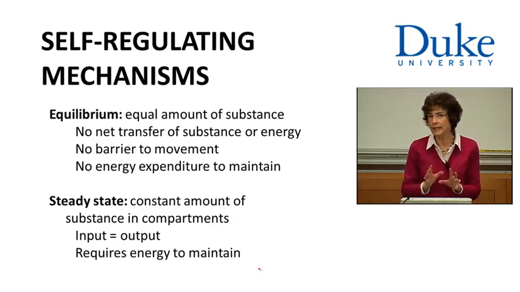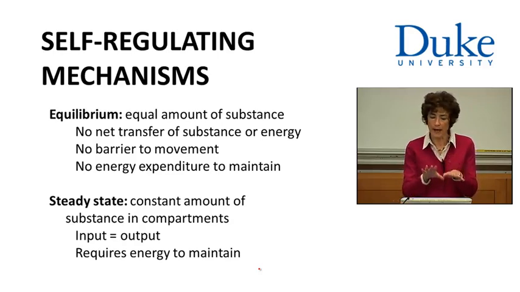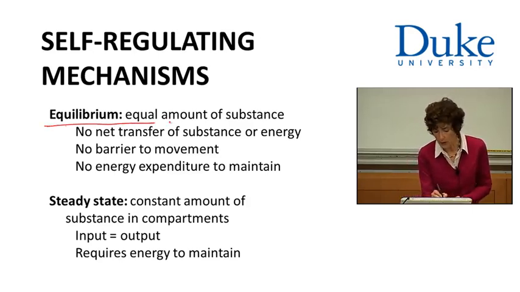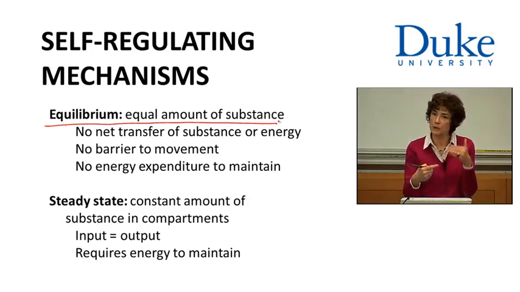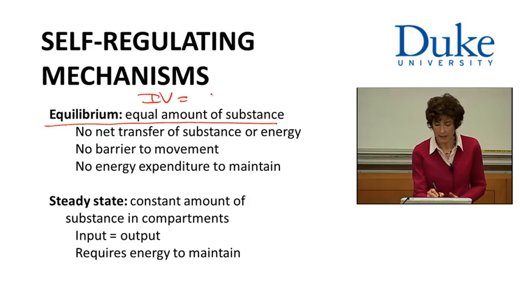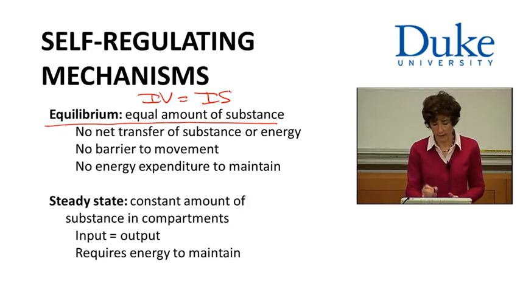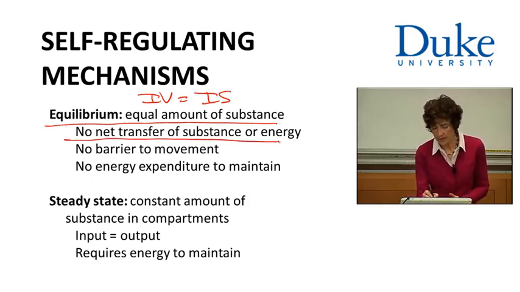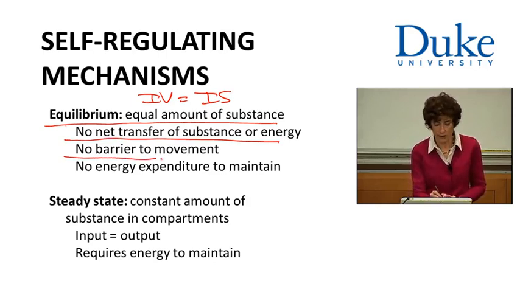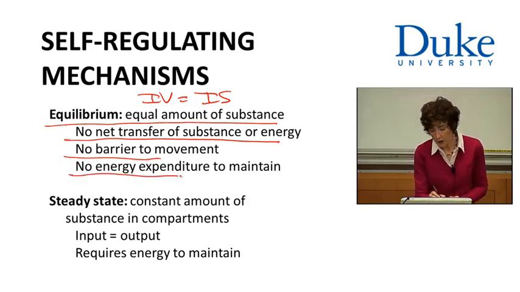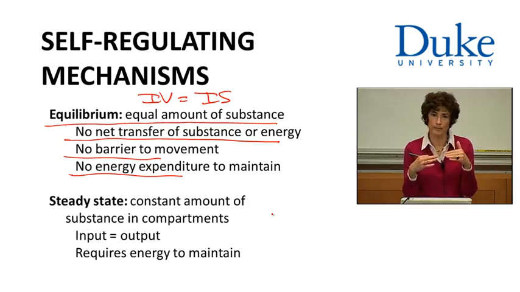So we have self-regulating mechanisms then, which are active between these different fluid phases, these different fluid compartments. We have an equilibrium, which is allowing equal amounts of substance to be distributed between the intravascular space and the interstitial space. So sodium, potassium, chloride, the calcium, they equally distribute between these two phases, these two compartments. There's no net transfer of substance or of energy between these two compartments, and there's no barrier to movement. As I said, the epithelial cells that are dividing these two compartments are fairly leaky. And there's no energy expenditure to maintain this equilibrium.